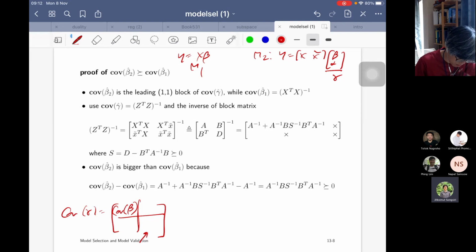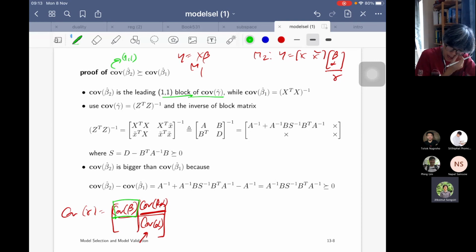Covariance of alpha, and the cross covariance between beta and alpha in the off-diagonal blocks. Cross covariance, okay, everyone knows. So basically, we're going to extract the one block from the covariance of gamma. So this is the one block. The covariance of beta hat 2 is actually the one block of the covariance of gamma.